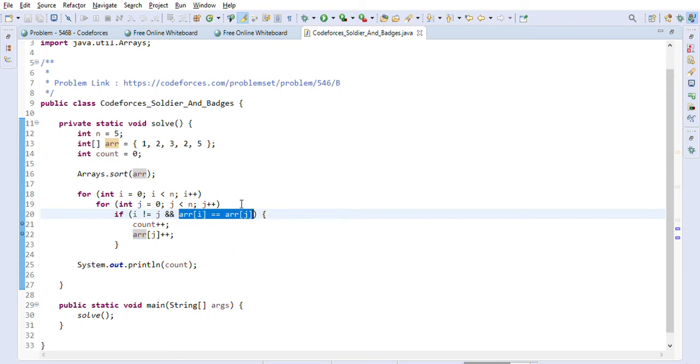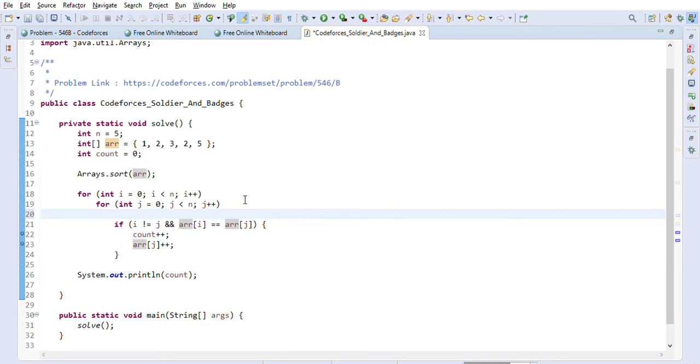If they are the same, then it means we have to make them different. If they have the same values, we have to make them different, because we cannot have badges with the same value.